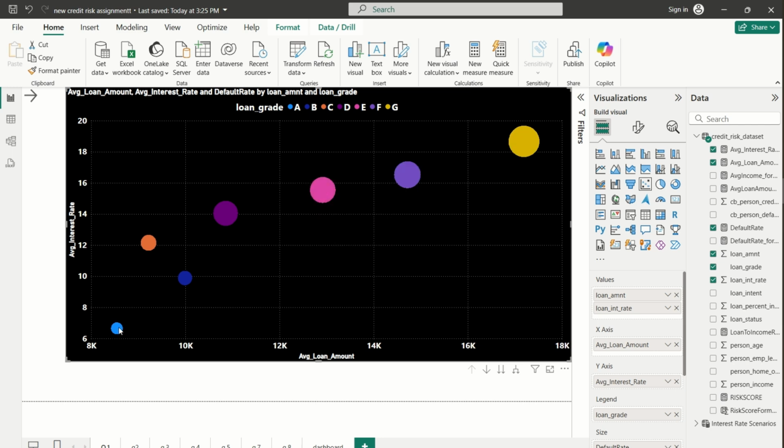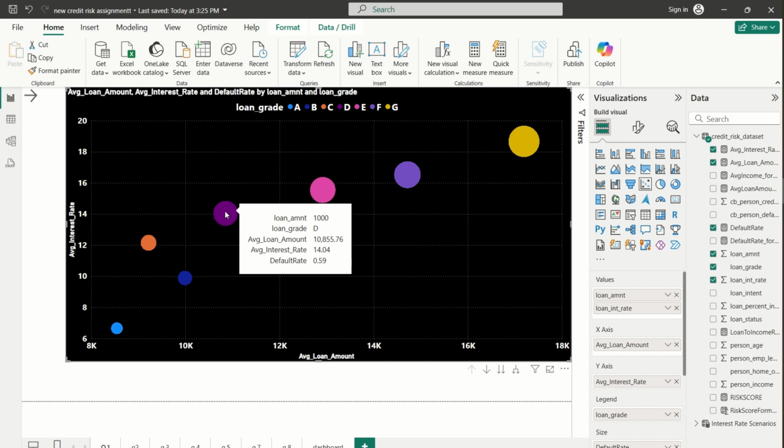If we see on the left side loan grade A, which is in blue color, it is having less loan amount, which is 8,545.70, then less interest rate, which is 6.65, and less default rate, which is 0.10. And if we see the yellow one, loan grade G, it is having higher loan amount, which is 17,195.70, then higher interest rate, which is 18.67, and higher default rate, which is 0.98.